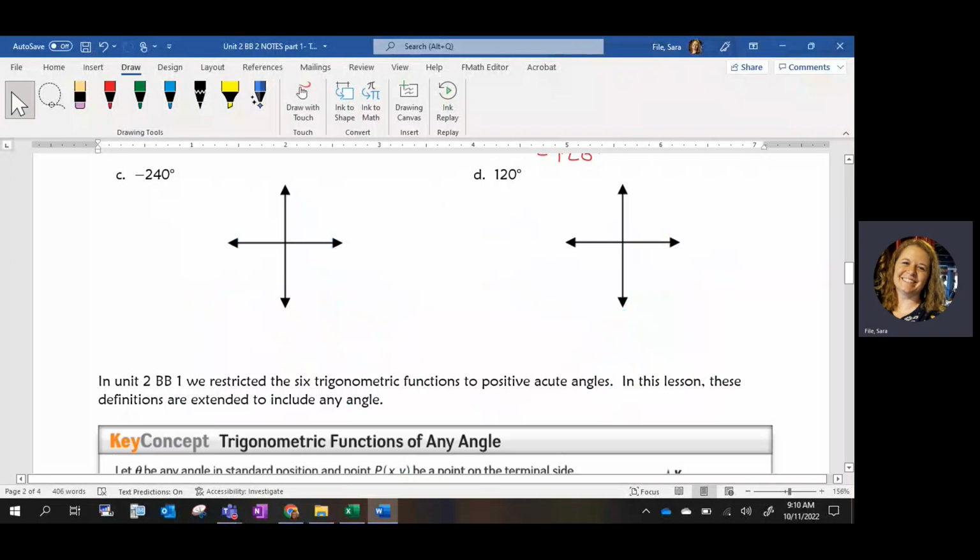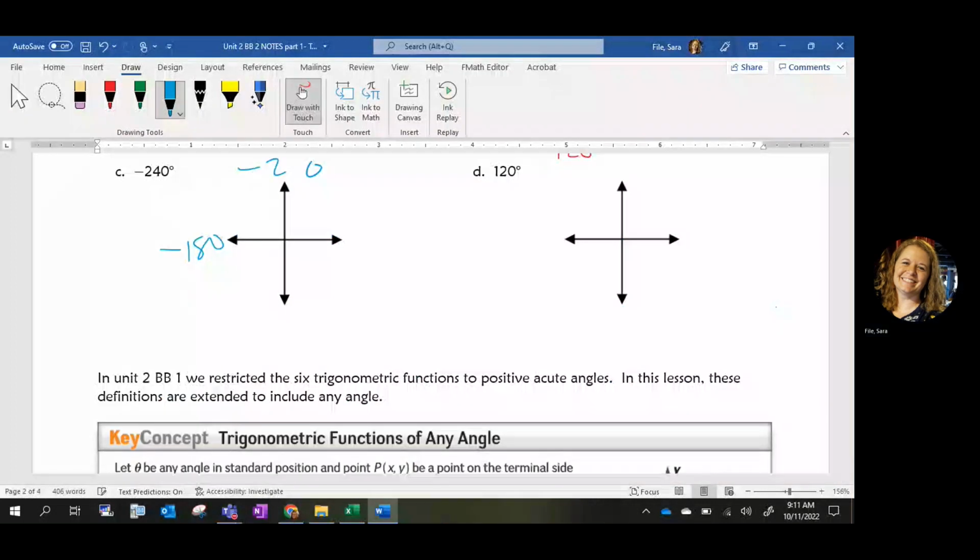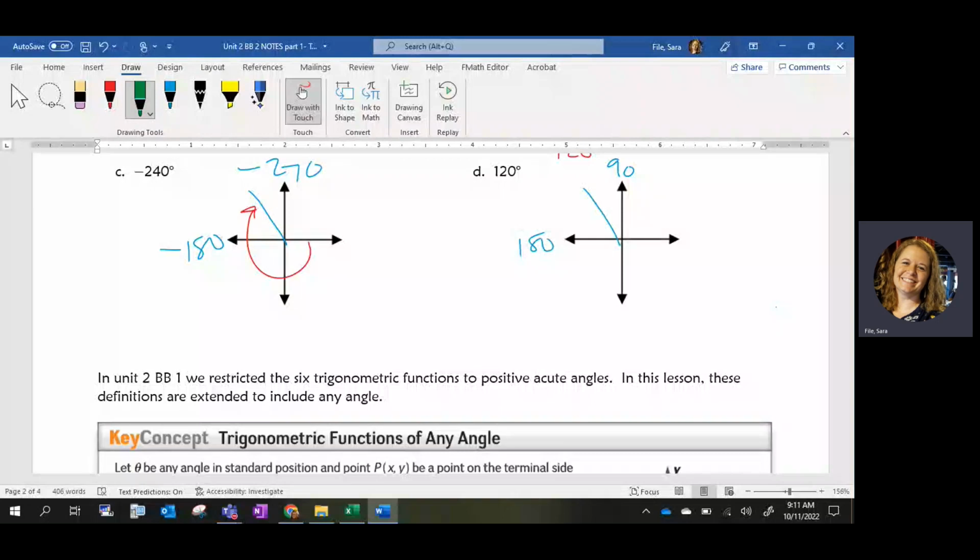All right, so negative 240. So again, going in the negative direction, this would be negative 180. So this would be negative 270. So then your angle negative 240 would be a little closer to the 270. So it'd be about there, a little more than halfway through that quadrant. And I would have to draw the arrow showing I went in the negative direction to get there. Then positive 120, we said this would be 90 and 180. Okay, so 120 is going to be in that same spot as negative 240. But the arrow shows we got there in a different direction.